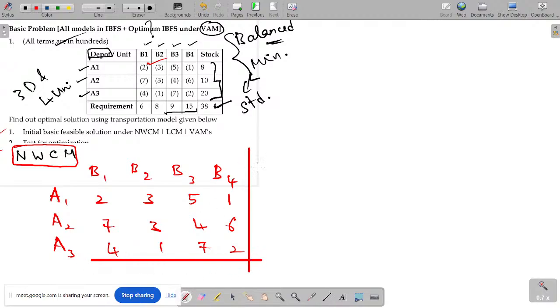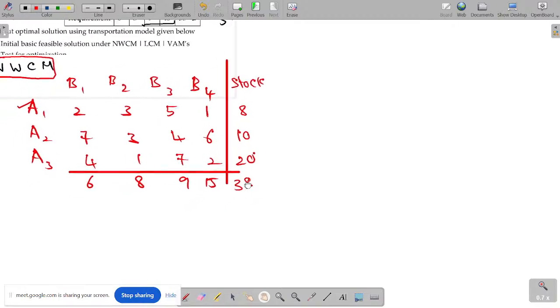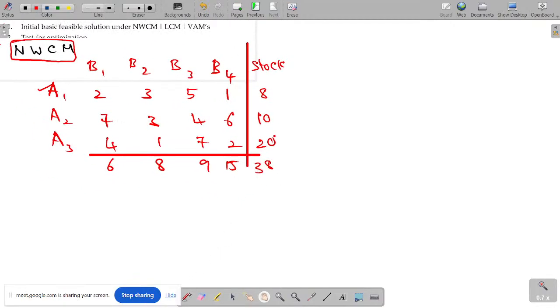Apart from this, we have the stock given, which is 8. What is 8? The total stock in depot A1, am I right? 10 and 20. Whereas if you go for units, B1 it is 6, 8, 9, and 15. And we already know it totals up to 38. So we are over here. I have done nothing. I have just copied the question. Now I have to solve the problem using the top left corner.